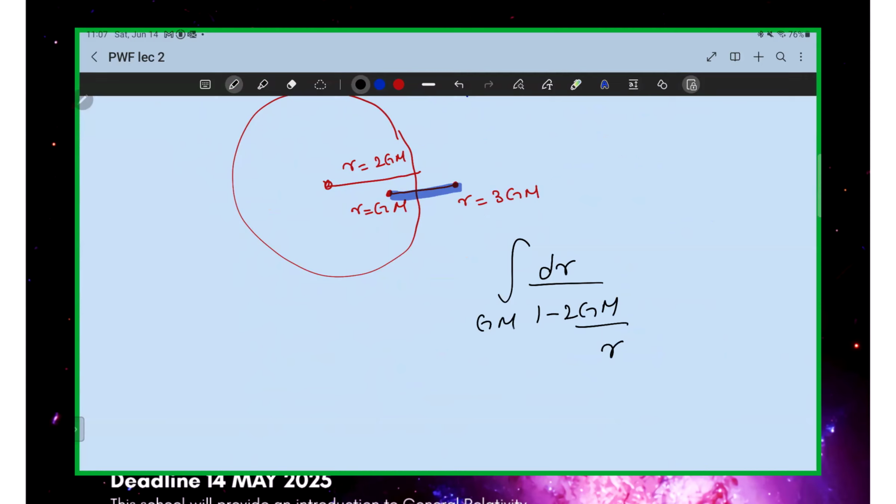So from GM to 3GM and see if this length is finite or not. And you will see that this is finite. So it's totally fine. In the next lecture, we will see what other coordinate systems you can use to study the Schwarzschild solution.